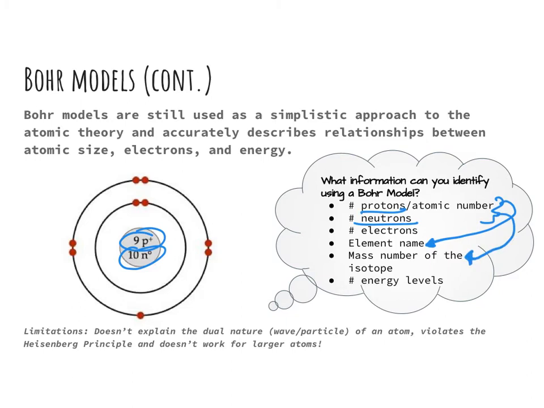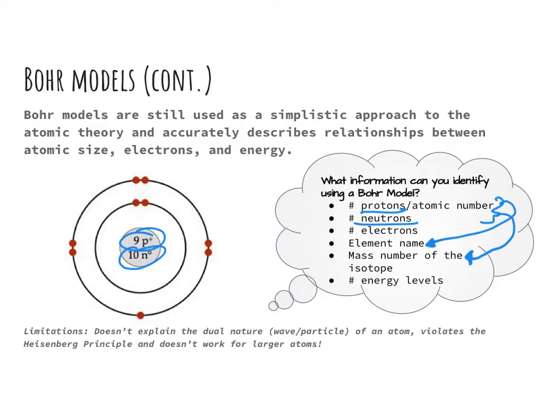Because remember that mass number is equal to the number of protons plus the number of neutrons. Another thing that I can figure out from a Bohr model is the number of electrons. With the number of electrons, I can figure out, is it a neutral atom or is it an ion by comparing it to the number of protons. And then last but not least, I can also note these energy levels.